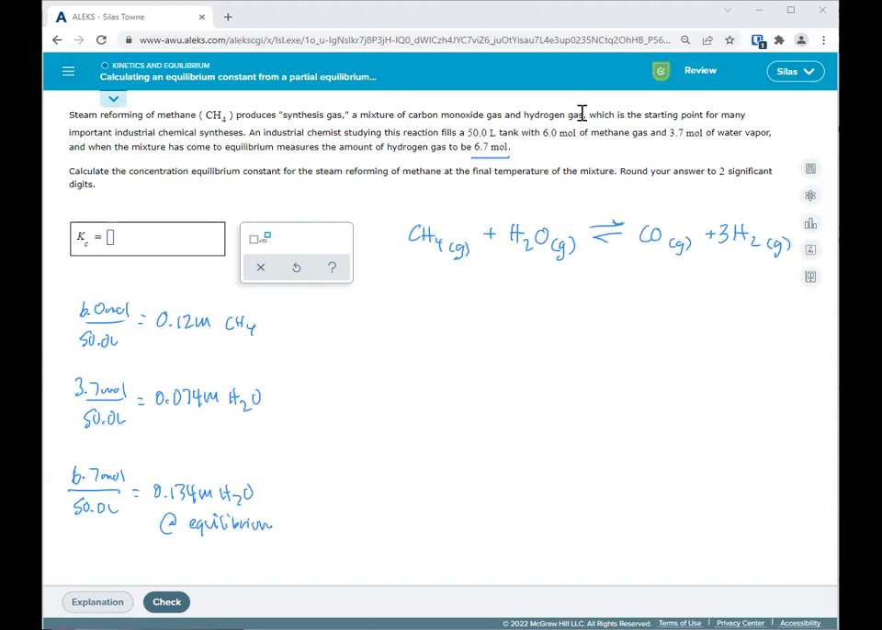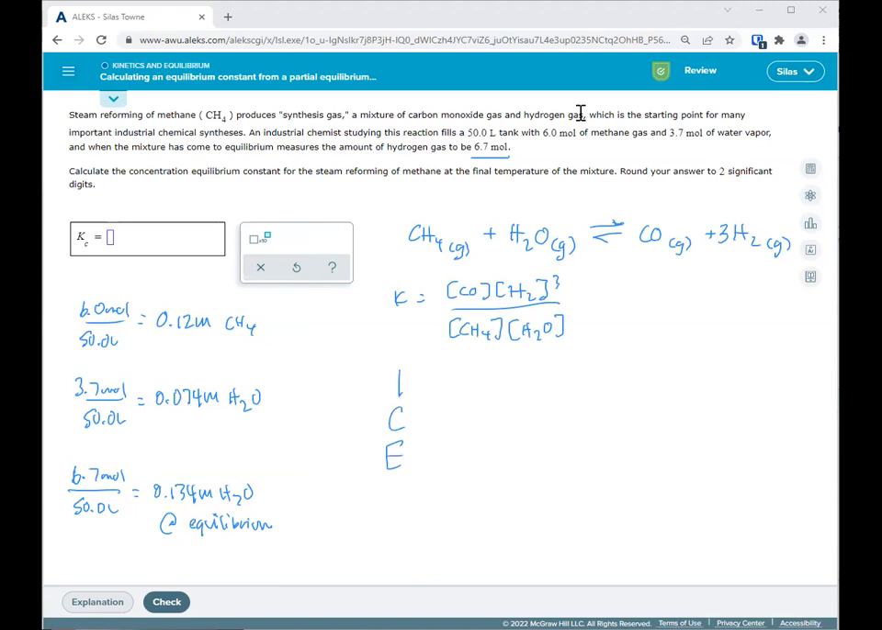Now, because we're given initial values, we still need to do an ICE table and fill that in. We also have to write our expression. So our expression here would be the concentration of CO times H2 to the third, okay, but we don't know those. The only value we know is H2O. So we've got to find those other ones.